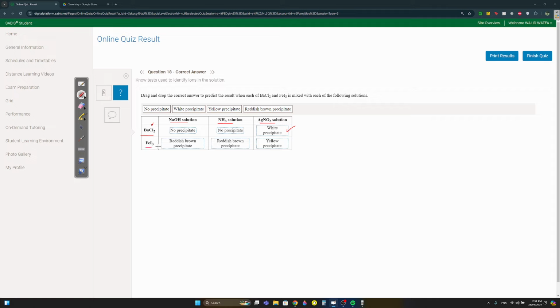FeI3, you get a reddish brown precipitate when you add it with sodium hydroxide and NH3. Okay, Walid, alright brother, why reddish brown and not green?